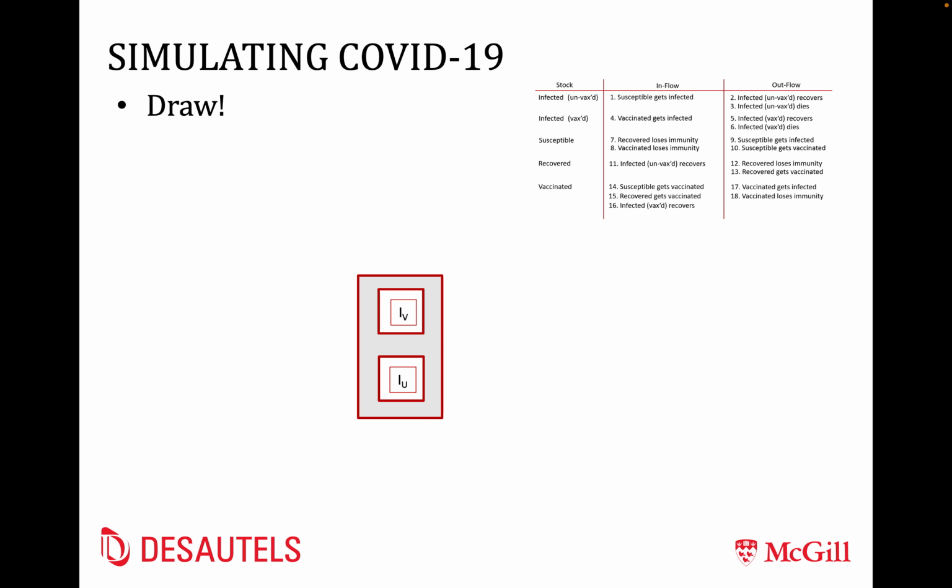I'm going to put a box around them because there's going to be some cases where it doesn't matter if you're talking about a vaccinated or unvaccinated individual, and some cases they do, so I'm just going to have this additional gray box around the 2 infected categories. Then we have our susceptibles, our recovered, and our vaccinated.